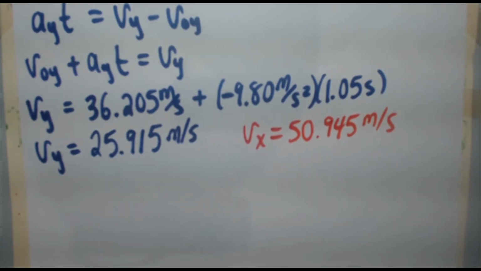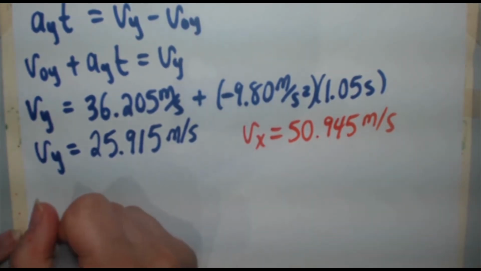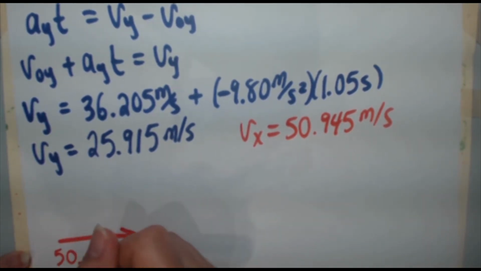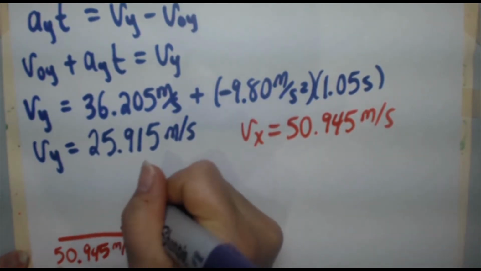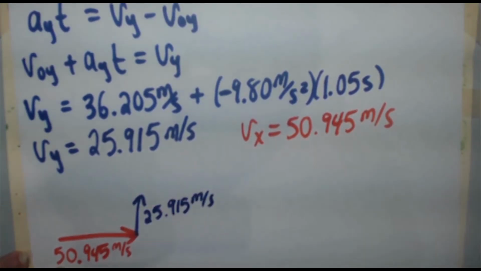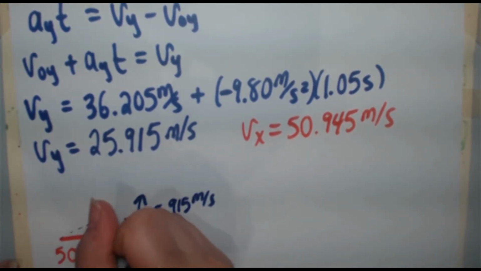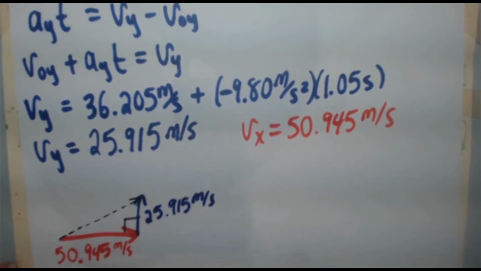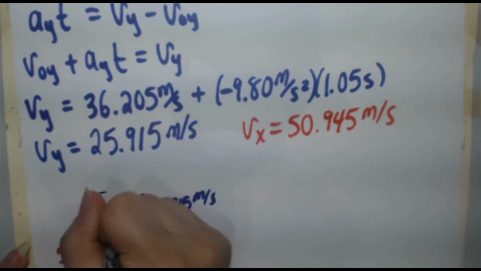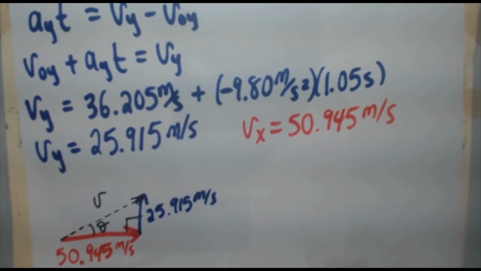So all we have to do now is construct our triangle. So you've got your Vx, your 50.945 meters per second. You've got your Vy, 25.915 meters per second. And the two of those meet at a 90-degree angle, since you got an x and a y. And their sum is going to give you the final velocity of the projectile at that time. Okay, so let's find that. We're also going to need the angle, but let's do the velocity first.